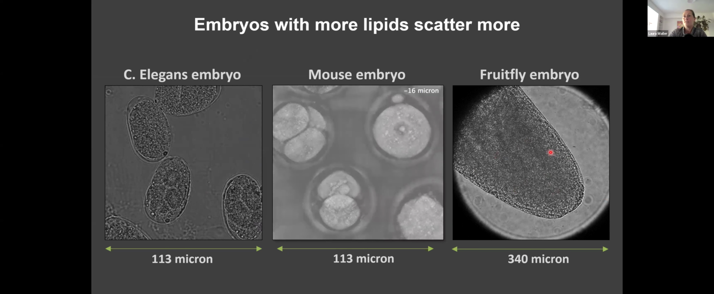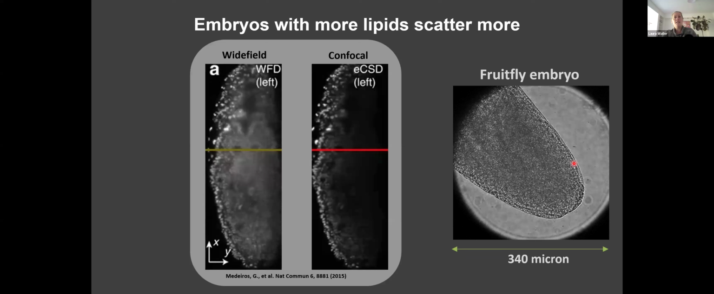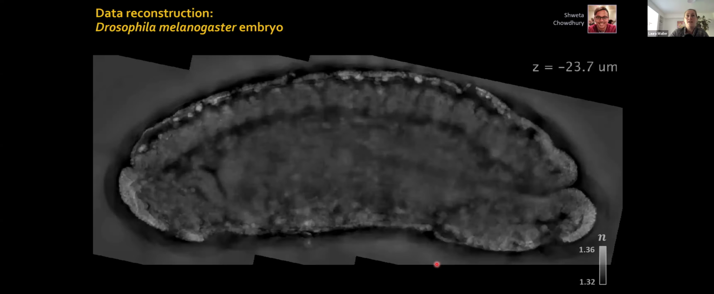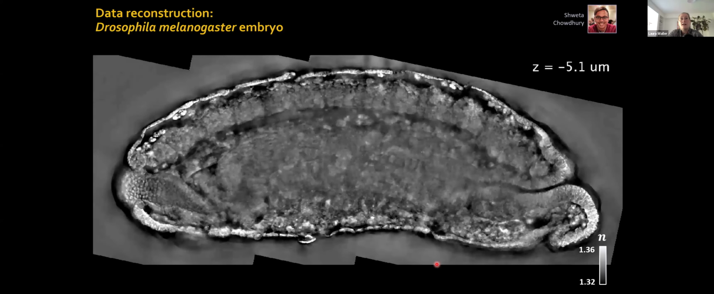This looks like just total speckle, right? And if you look at some literature, you see even confocal microscopy doesn't do a good job of imaging into a fruit fly embryo because it's just too highly multiple scattering. So that's what Chateau went after. He got it fixed. So this is our 3D reconstruction.